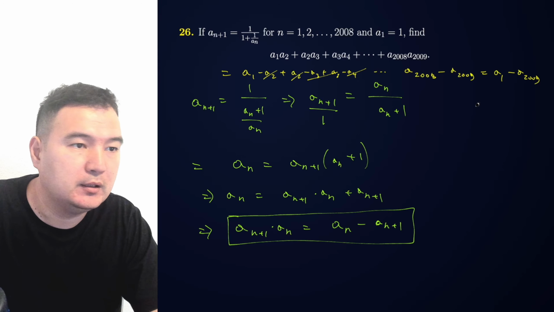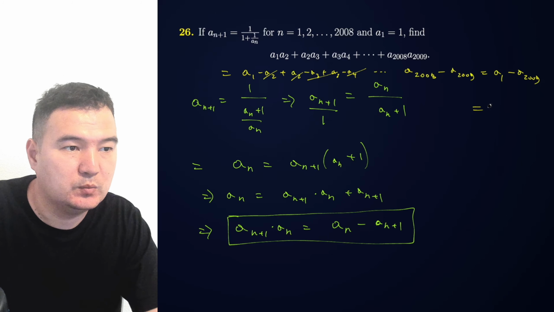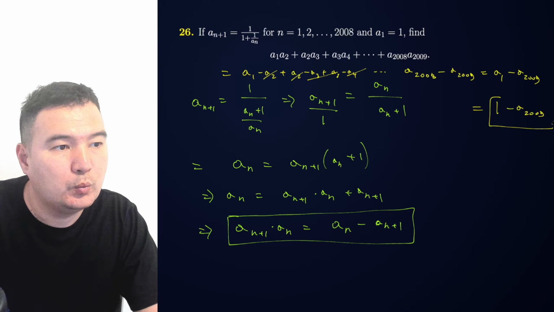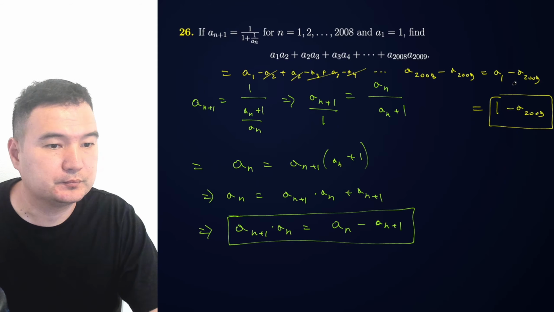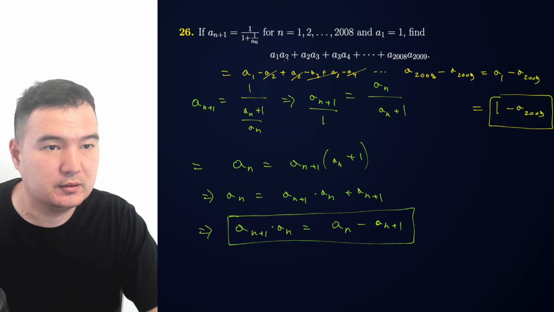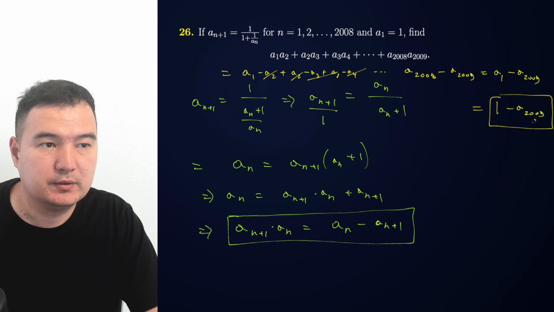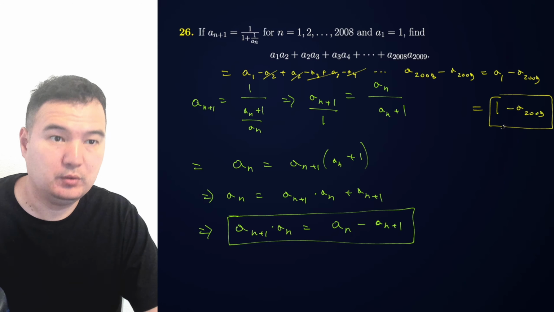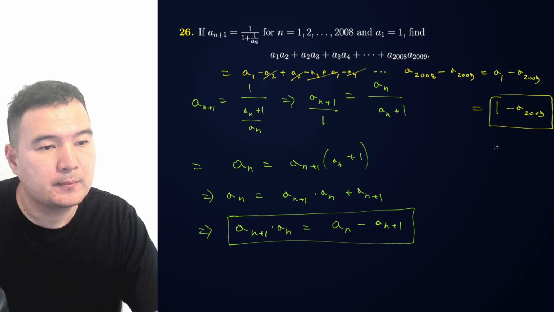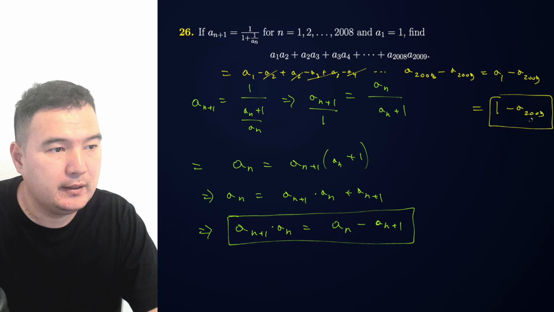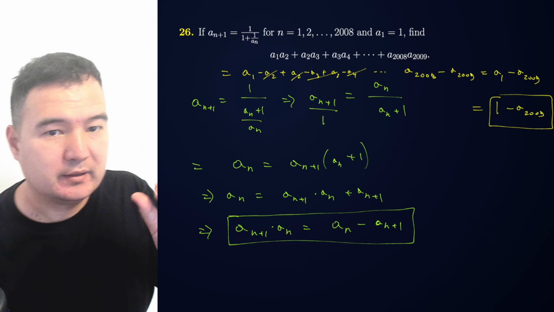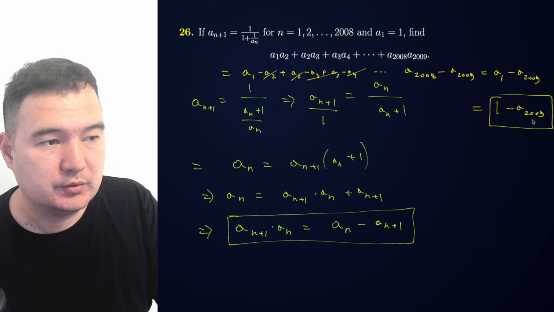So we know the value for A1. That's just 1 minus A2009. So the sum is 1 minus A2009, and we can try to compute the value for A2009. Okay, now we want to find the exact expression for A2009.